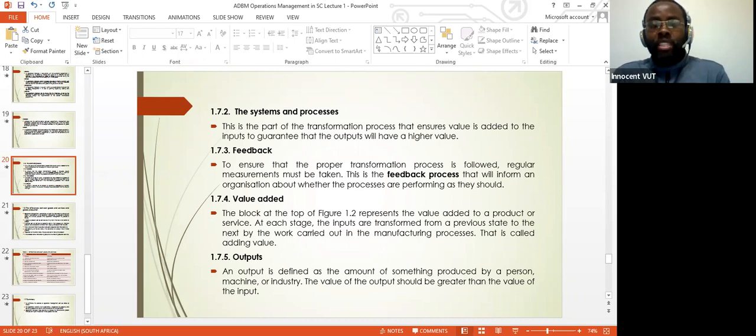It informs the organization whether processes are performing as they should. And then if they are not performing as they should, corrective action should be taken.